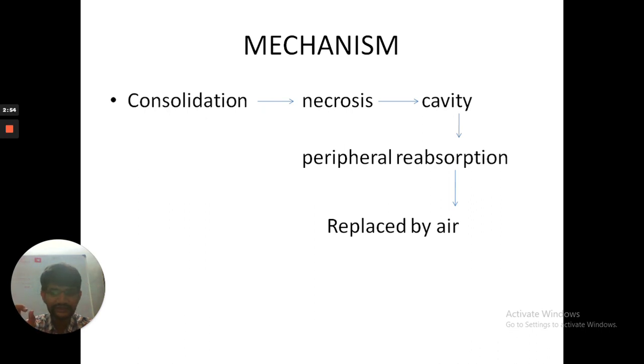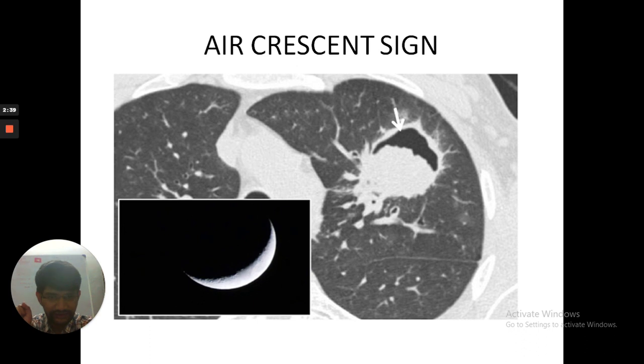So what does it mean? It is a good prognostic sign. Presence of air crescent sign within the parenchymal consolidation is a good prognostic sign. Means the patient is improving. So only the necrosis is gradually reabsorbed and it is replaced by air. See here, the radiolucent crescentic shadow is at the periphery. Means the reabsorption begins at the periphery, and the necrotic tissue after getting reabsorbed is replaced by air. That is when we see air crescent sign.